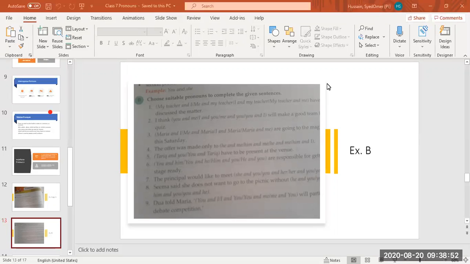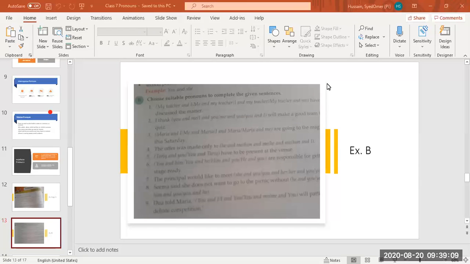Okay? Now, students, these are all the definitions of the interrogative, relative, demonstrative, distributive, and indefinite pronouns. So you can learn the definitions from here as well. Okay? And usage.